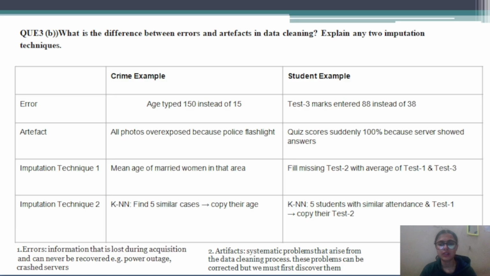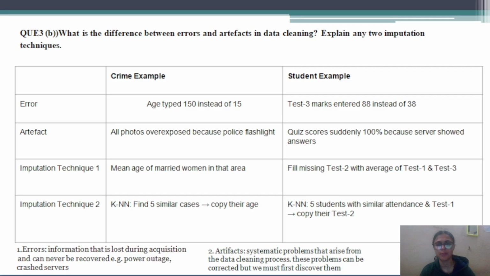So, here an example is given about a crime case. If a victim's age is entered 150 instead of 15, this is clearly an error because 150 is not a realistic age. This was a crime example.